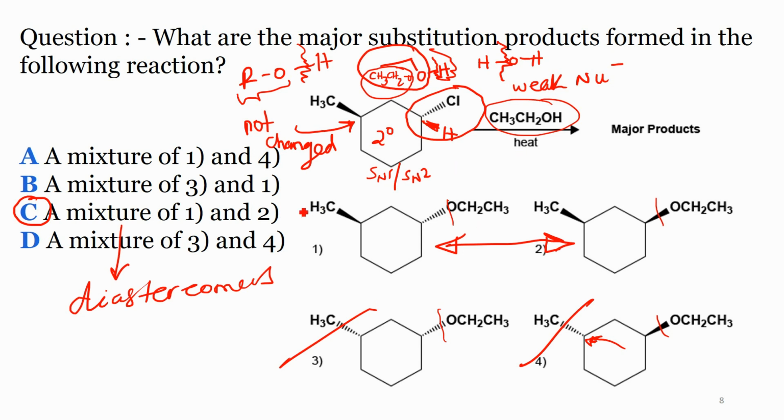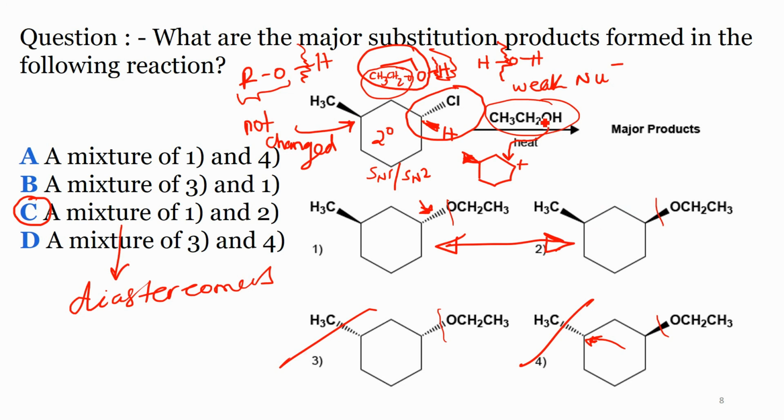So you have two major products, 1 and 2. And the reason is, once the Cl falls off, you get an sp2 carbocation center, so the ethanol can attack from the top or the bottom. So this here, the ethanol attacked from the bottom, attacking the carbocation from the bottom. If you forgot what a carbocation is, it's going to be this structure right here. So the ethanol can attack from the top.